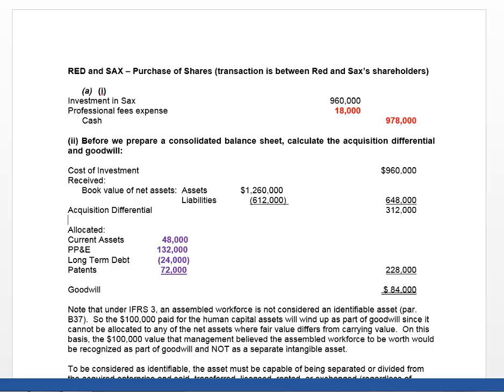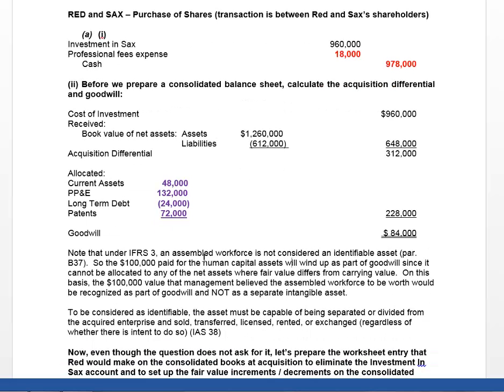Now, in this question, they also added a section on the value of the workforce. So in other words, part of that $960,000 that Red paid to acquire control over the sub, Saks, they paid $100,000 of that $960,000 because they saw value in the workforce. Well, there's no human capital being valued on the balance sheet under IFRS 3 for business combinations, because only identifiable net assets can be included in this goodwill calculation.